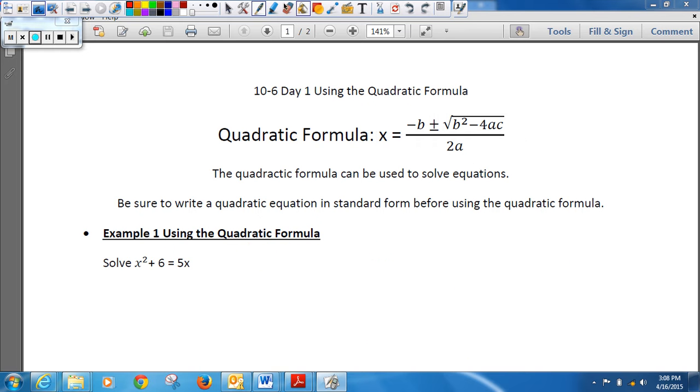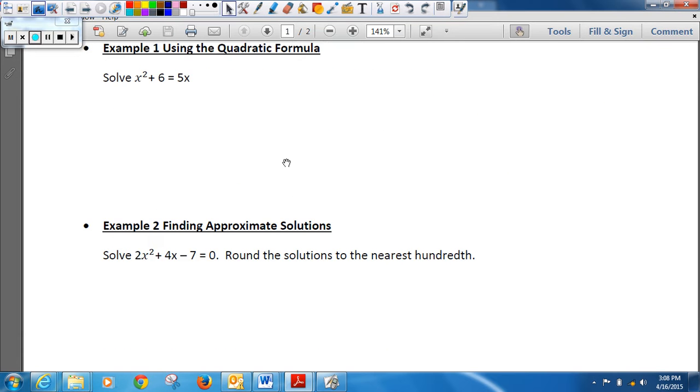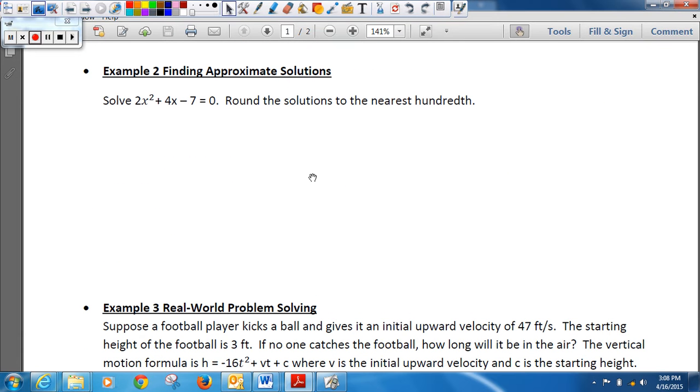Example number 2 then. We're doing the exact same thing here, but this time they're not going to be exact. They want us to round to the nearest hundredth. So again, let's identify our a, b, and c. It's already in standard form, equal to 0, so we can go ahead and start. There's a, there's b, and there's c.